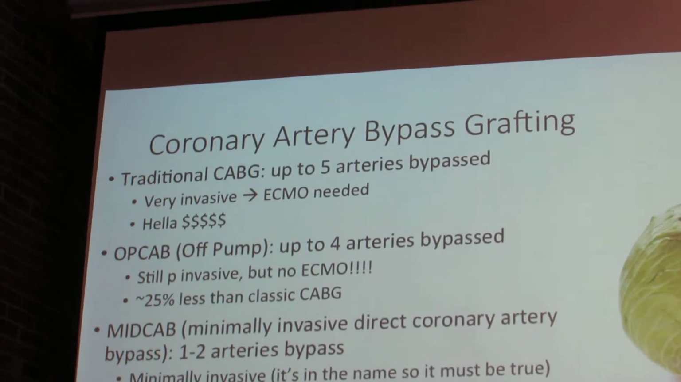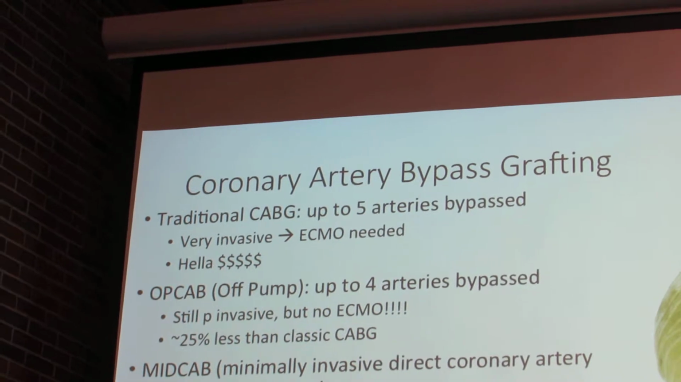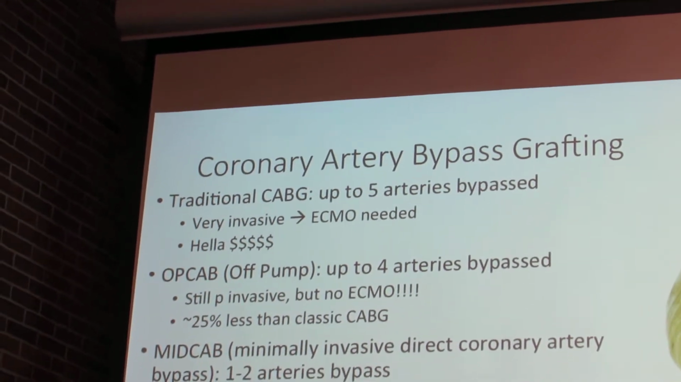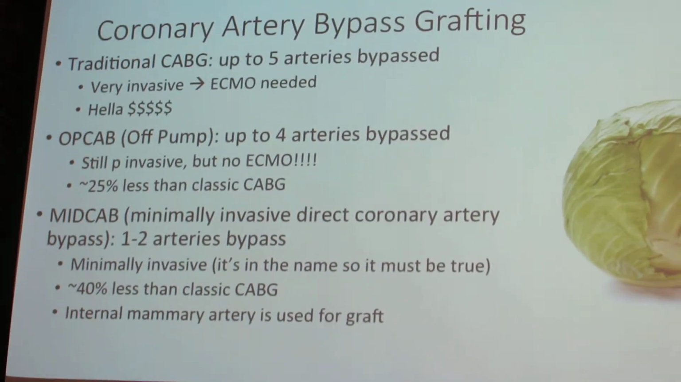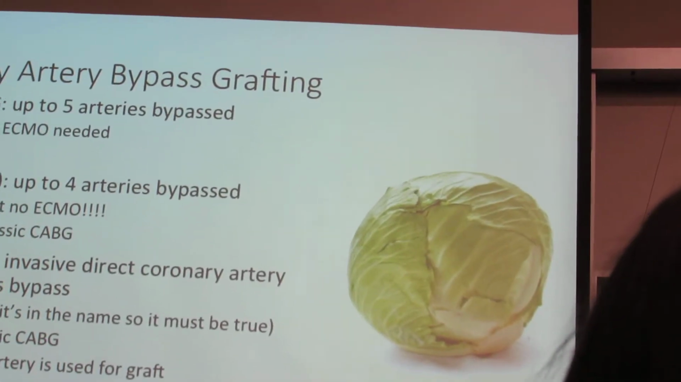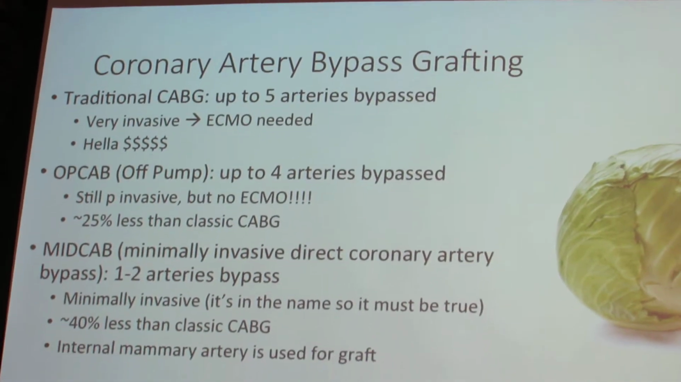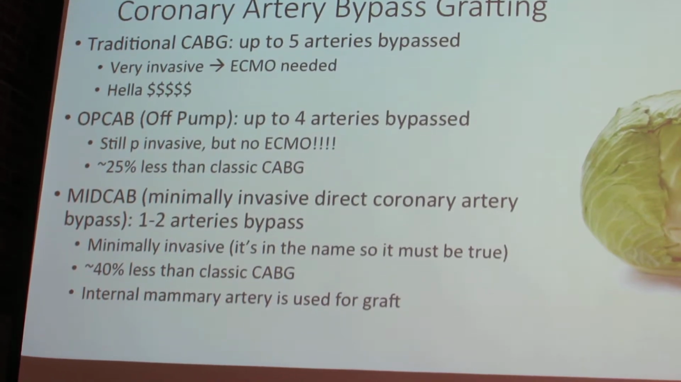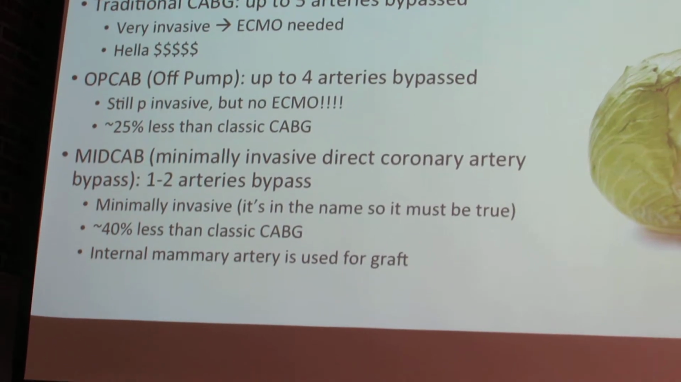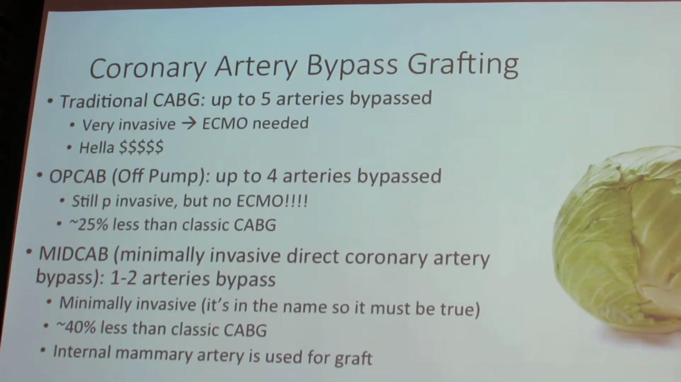We have clogs in those coronary arteries. We're not getting the blood to the heart muscle where it needs to be, so we need to go past this clog and put blood there. All right, so we can do up to 5 coronary arteries bypass with traditional CABG, but this is super invasive. You usually cut that person open. You completely render their heart unusable during that time, which means they need to be on ECMO, and it's really expensive, obviously.